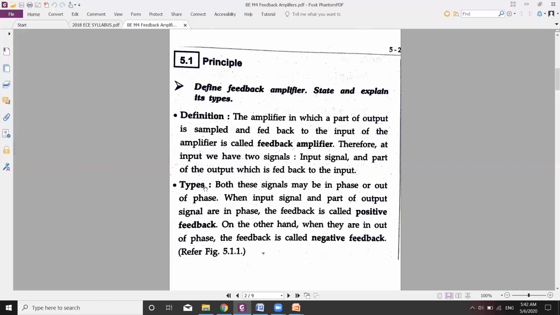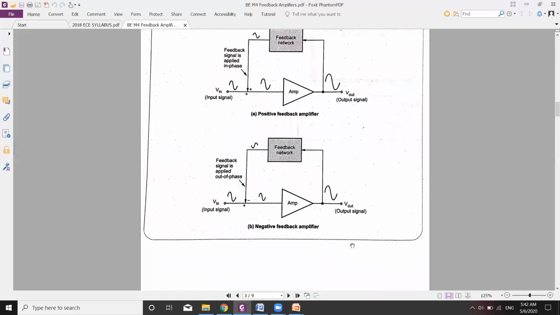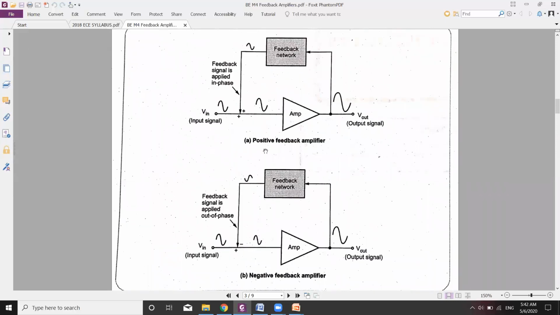So let us see its types. Both these signals, the main input signal and the feedback signal, may be in phase or out of phase. When the input signal and a part of the output signal, the feedback signal, are in phase, then such a feedback is called positive feedback. On the other hand, when they are out of phase, such a type of feedback is called negative feedback. Let's try to understand positive and negative feedback with the help of figures. So this is figure A showing you positive feedback.